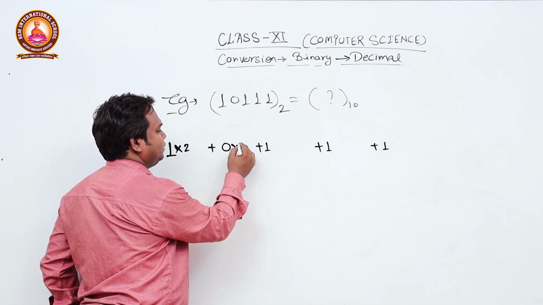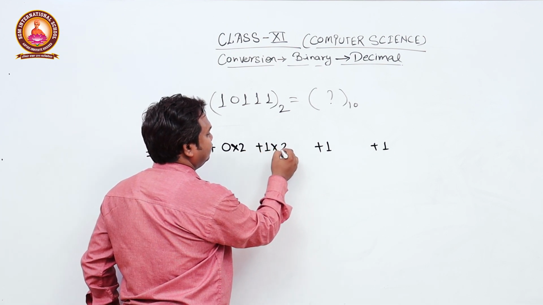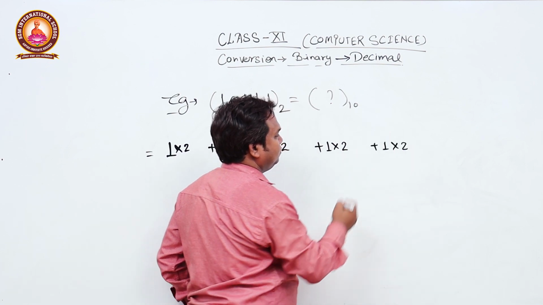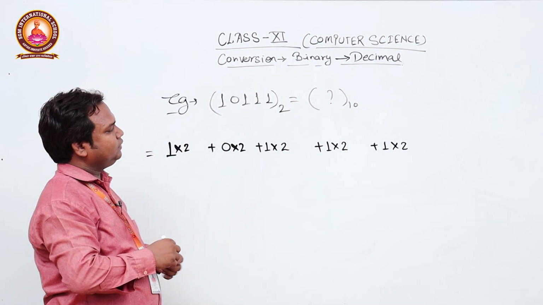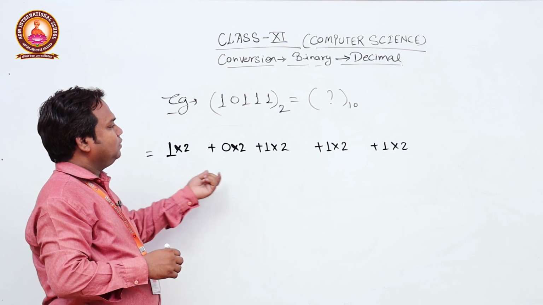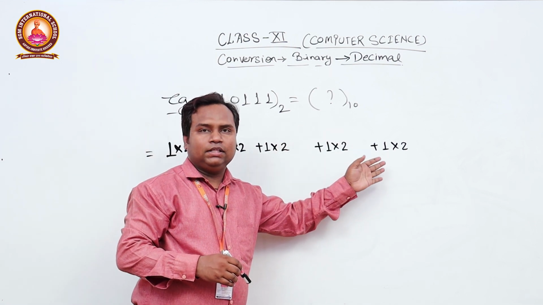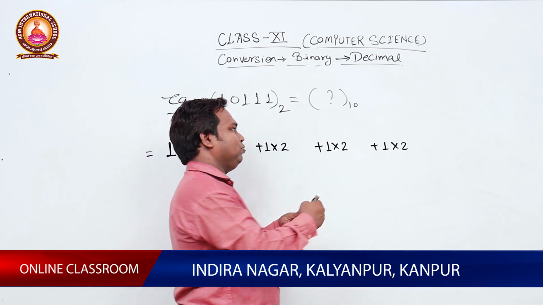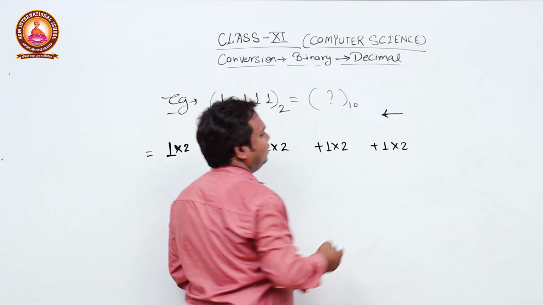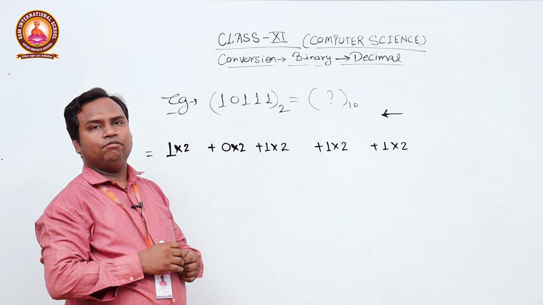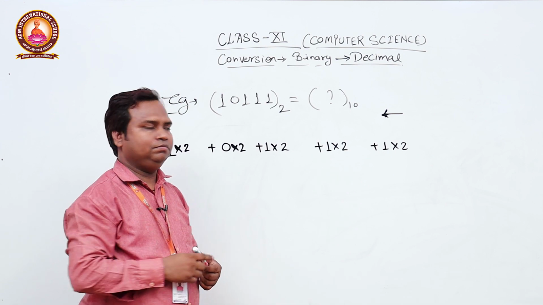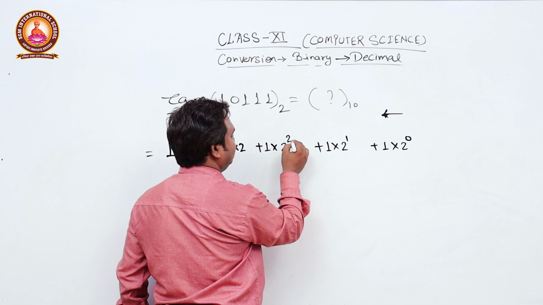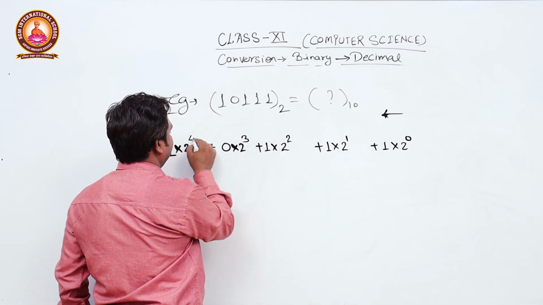All the numbers get 2, 2, 2, 2. Got it? Now, starting with counting right to left, you have to write the powers from right to left, starting with 0. Then your powers are 0, 1, 2, 3, 4.